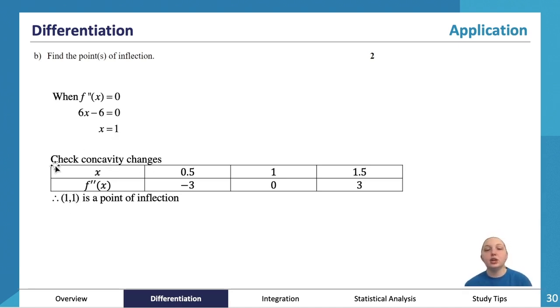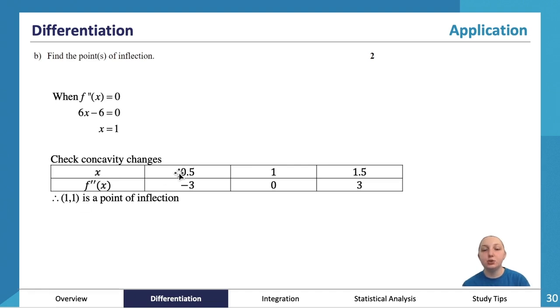Then we need to check that our concavity actually changes, because this is not enough to prove that we have a point of inflection. So what we do is, in our table, we have our x values on the top, we have 1, and we've decided to use 0.5 and 1.5 on either side of 1 to check concavity.